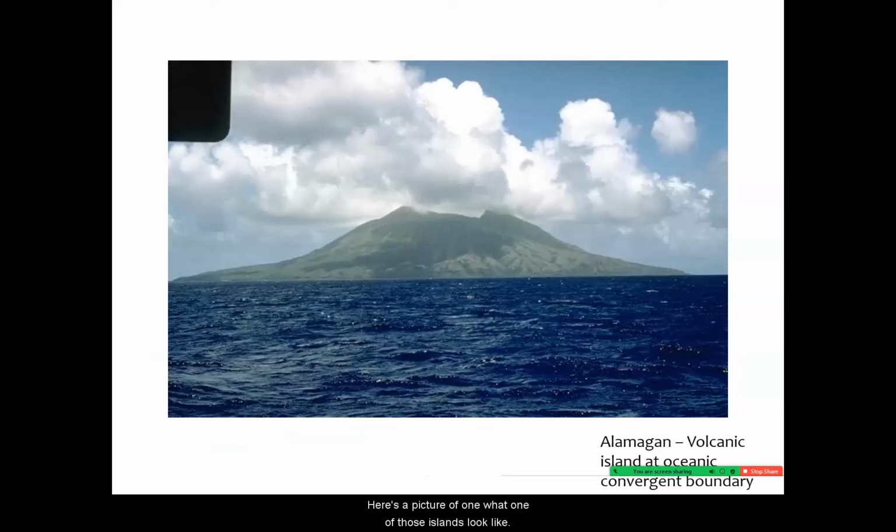Here's a picture of what one of those islands can look like. They tend to be relatively isolated, somewhat linear ranges. Definitely volcanic in nature. You wouldn't want to be on this thing when it erupts. But then underneath our boat here from where we're taking the picture, it might be thousands of feet deep already. It might even be miles deep. Those trenches can get as deep as 10 miles deep.